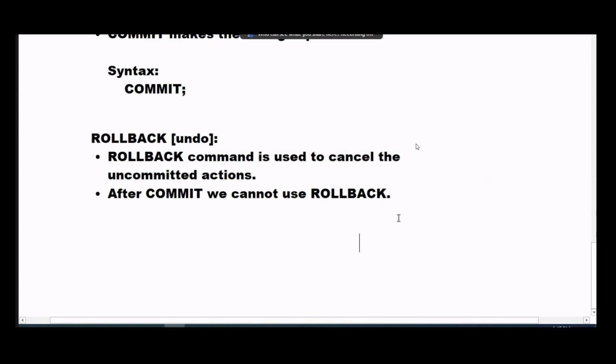Rollback works on RAM. So the rollback command is used to cancel the uncommitted actions. It cancels uncommitted actions. After commit, you cannot use rollback. Committed actions cannot be cancelled because they are already committed. They are already saved.